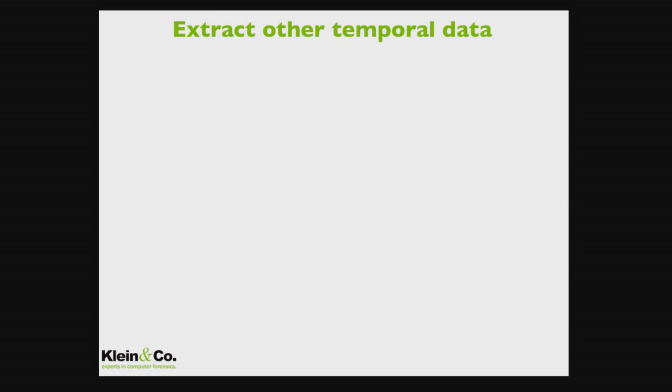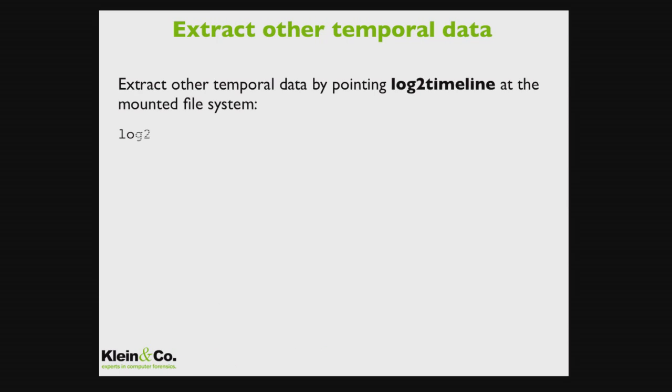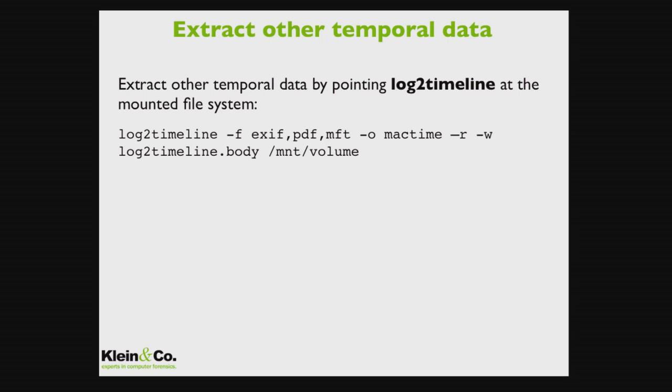Okay, the next step is to extract other temporal data, i.e. timestamps, from other artifacts on the drive using log2timeline. So where FLS points at a device, log2timeline points at a mounted file system, and it just traverses through the file system itself.